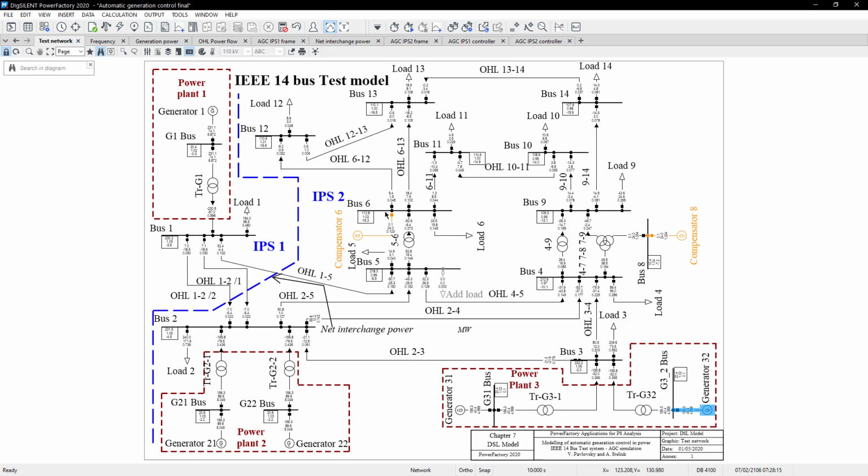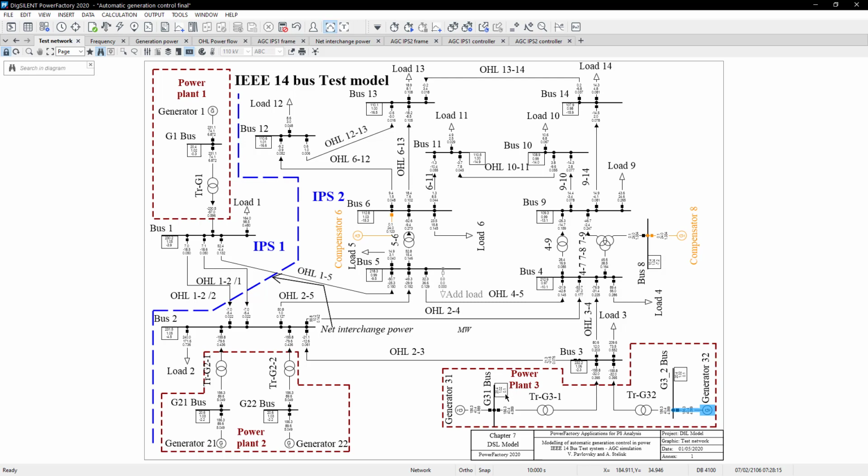However, when we are working with AGC, it's because we assume that we have several power plants inside the power system. As you can see here in brown color, there is power plant number 1. Here is power plant number 2, and this is power plant number 3, okay? What the AGC does is, if we have a sudden frequency disturbance, there is a power imbalance. For instance, we have too much load.